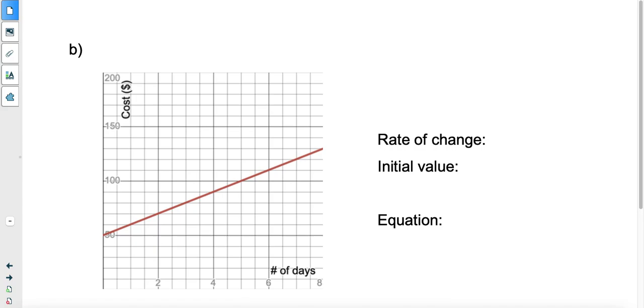So in this case, I want to find the equation of this line. So again, we're going to find the rate of change and the initial value, and that's going to tell me the equation of this line. To find the rate of change, remember, we're just going to pick 2 points on the line. And it doesn't matter which 2 points we pick.